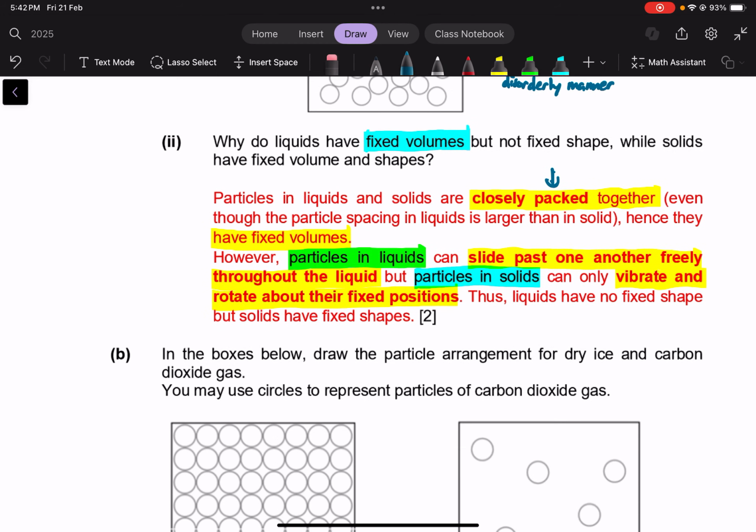Then after that you will make the "however" portion, which is to distinguish between solids and liquids. Why do liquids have no fixed shapes? Because the particles are able to slide over each other freely. Okay.